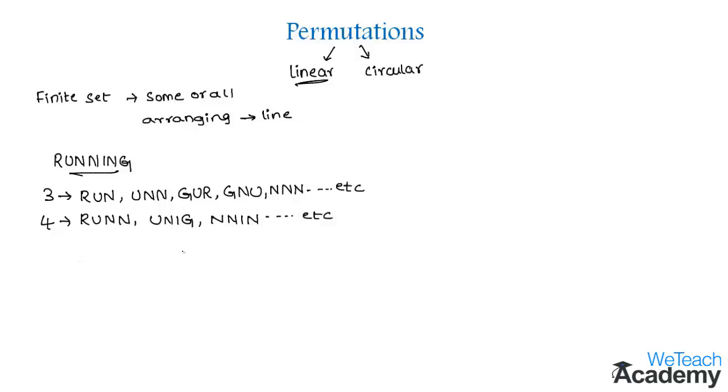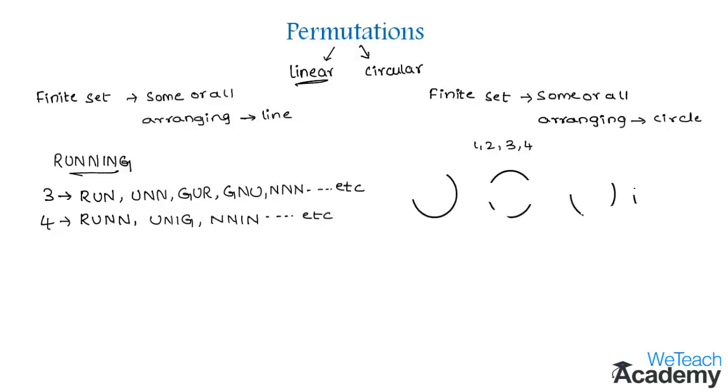Now let me explain what is a circular permutation. A circular permutation can be defined as, from a given finite set of things, we select some or all of them and arrange them around a circle. We can form circular permutations just by using the digits 1, 2, 3 and 4. We can arrange these in circles in various forms, as shown here.